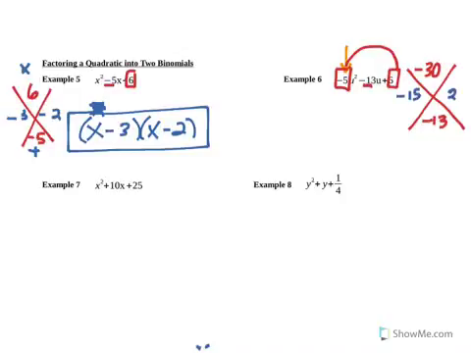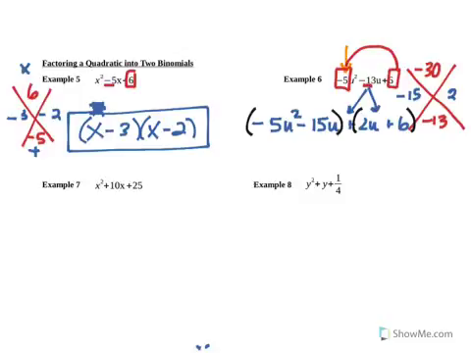Now, unlike example 5, you can't just take these numbers and plug them into the binomial. What you're actually doing is splitting the negative 13u. So this problem becomes minus 5u squared minus 15u plus 2u plus 6. So this process is only taking me from 3 terms to 4 terms. Now I want to do something called factoring by grouping, where I'm going to take the greatest common factor out of each one of these pairs.